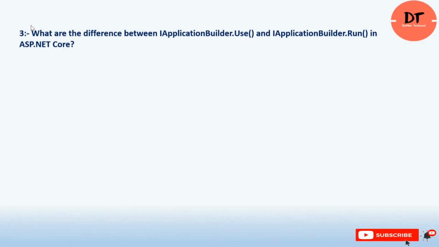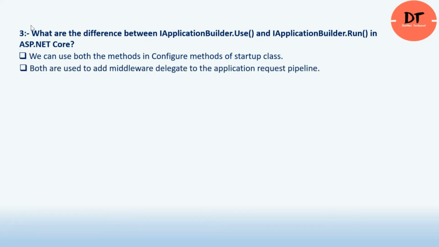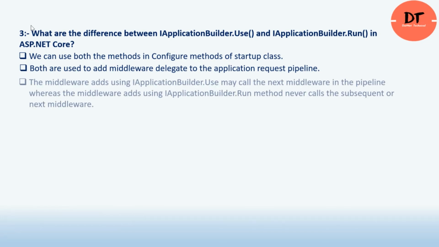The next one, what is the difference between IApplicationBuilder.Use and IApplicationBuilder.Run in ASP.NET Core? We can use both methods in the Configure method of the Startup class. Both are used to add middleware delegates to the application request pipeline. A middleware added using IApplicationBuilder.Use may call the next middleware in the pipeline, whereas the middleware added using the IApplicationBuilder.Run method never calls the subsequent or next middleware.